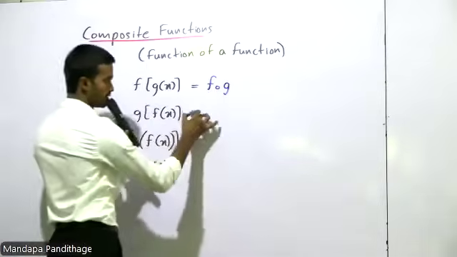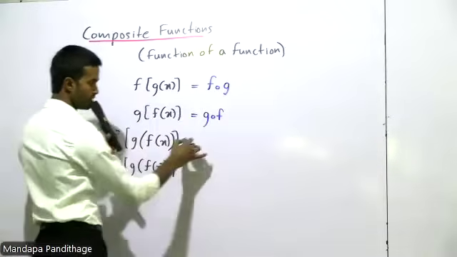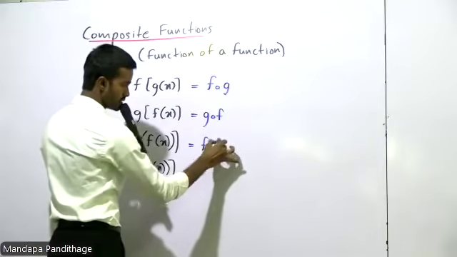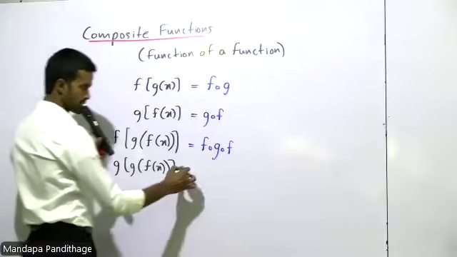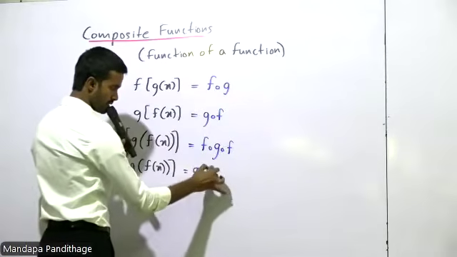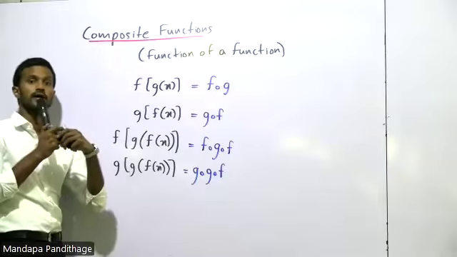So this is g ∘ f. Same order. So this is f, g, f, so it's f ∘ g ∘ f. That is the notation of a composite function. So here it's g ∘ f. Clear? It's g ∘ f.